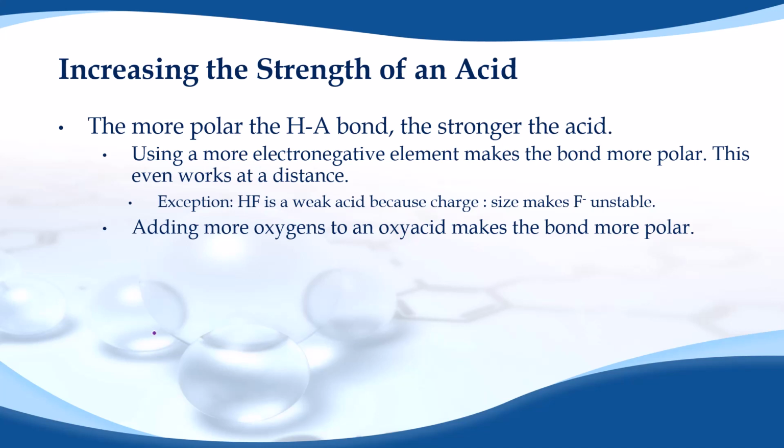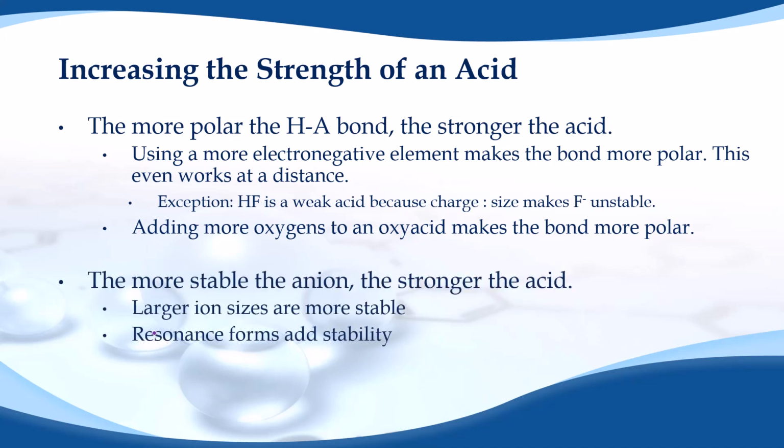Another way you can increase the electronegativity or the polarity of the bond that hydrogen is attached to is to add more oxygens. More oxygens means more electron density is being sucked away from the hydrogen, which makes that bond more polar, therefore easier to break. So one way you can increase the strength of an acid is to increase the electronegativity of what it's around.